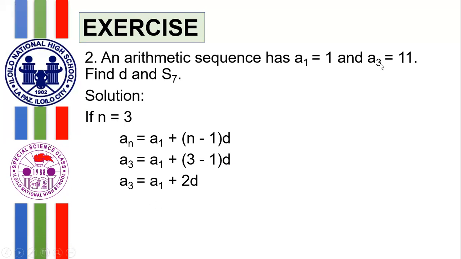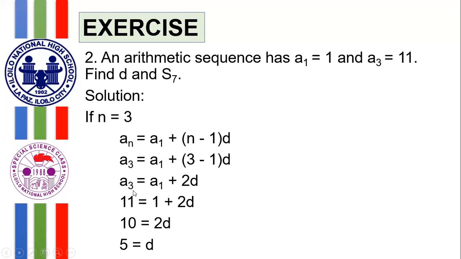Knowing that A sub 3 here is 11 and A sub 1 is 1, by substitution you will get 11 equals 1 plus 2D. Subtract both sides by 1. You have 10 equals 2D. Dividing both sides by 2 gives the common difference of 5.